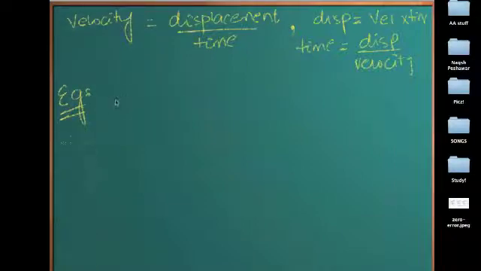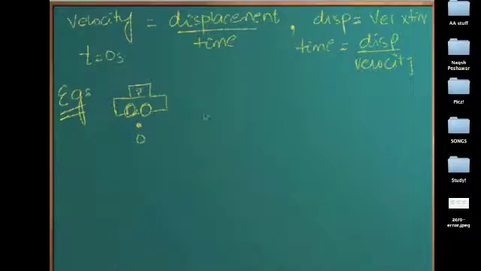For example, this is my car. Here I am. This is Adil. And this is my starting position, which is point O, at time equal to 0 seconds. The time here is 0 seconds. We haven't turned the stopwatch on.